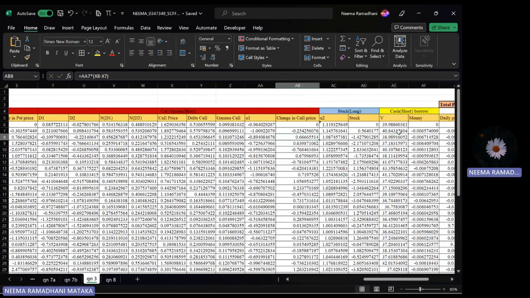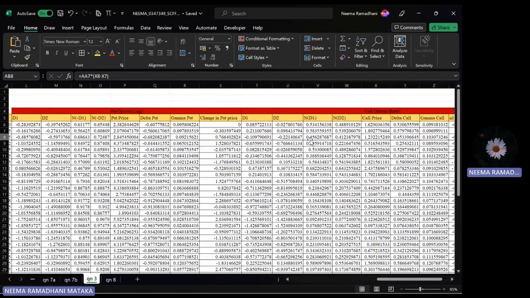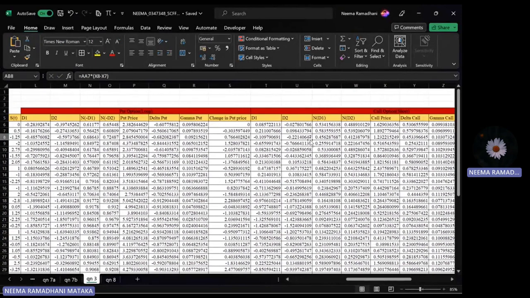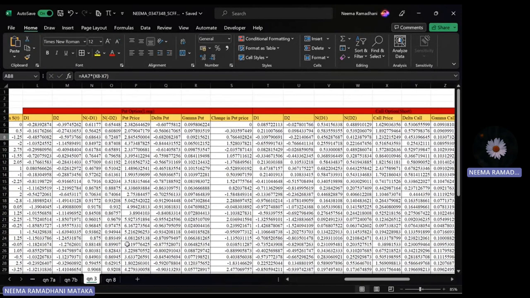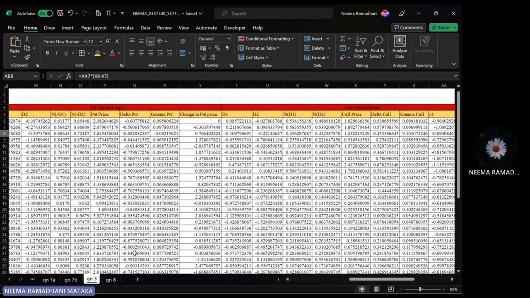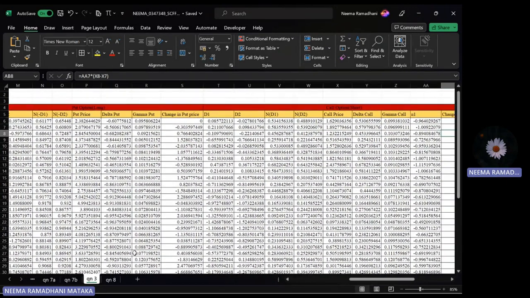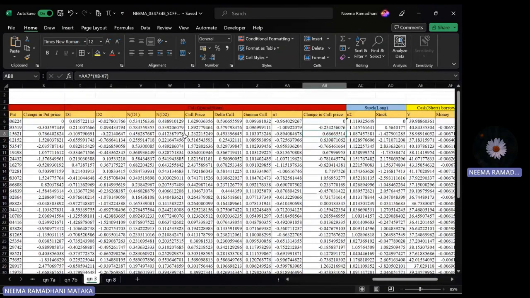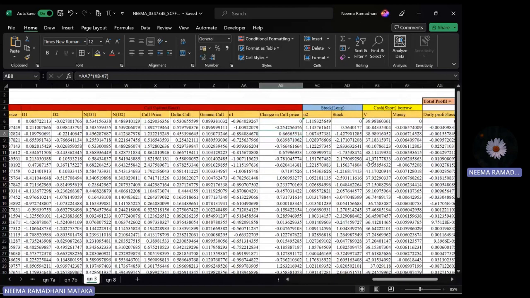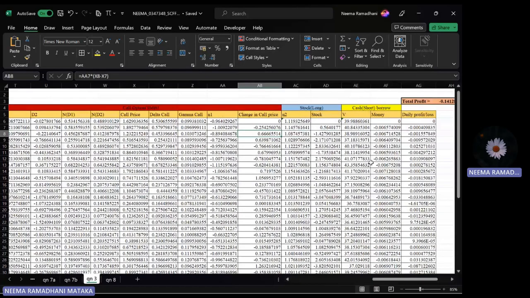And that's all for the derivative component. We've seen that the put prices are all positive, which means this is a long position for the put option. And the call prices are all positive too, which means this is a short position for the call option. And now we can calculate our stock component.